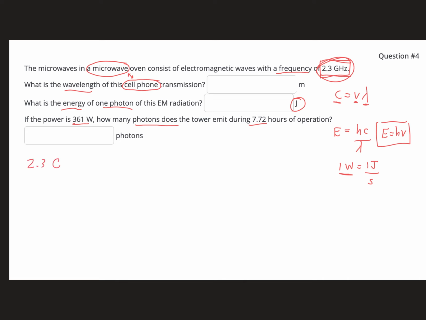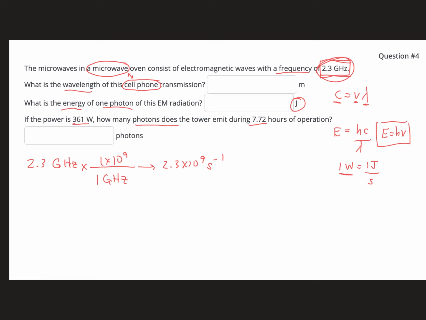2.3 gigahertz, and we need that in hertz, in cycles per second, as a frequency. So we're going to do a unit conversion first. 1 gigahertz is 1 billion hertz, so 1 times 10 to the 9. That turns this into 2.3 times 10 to the 9 hertz, which are cycles per second, or inverse seconds. We can write hertz, or we can just say inverse seconds, because that's the units we need for the next calculation.